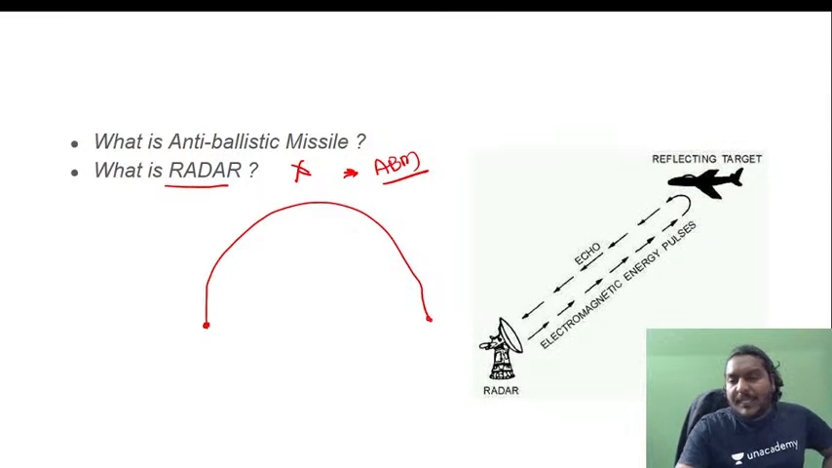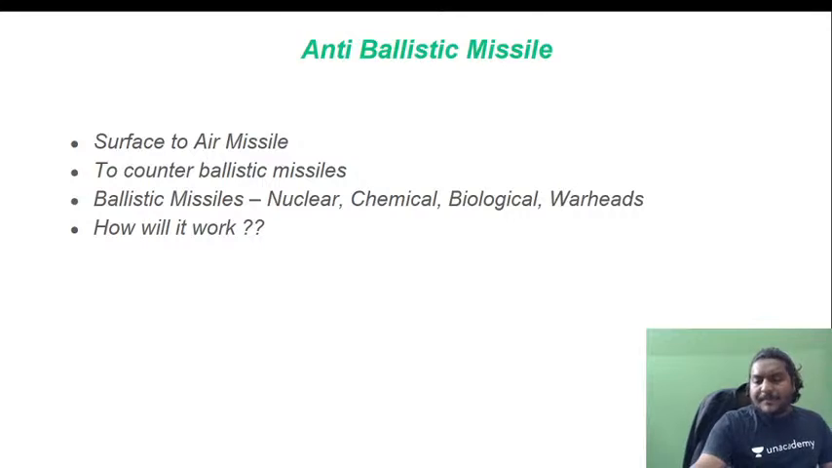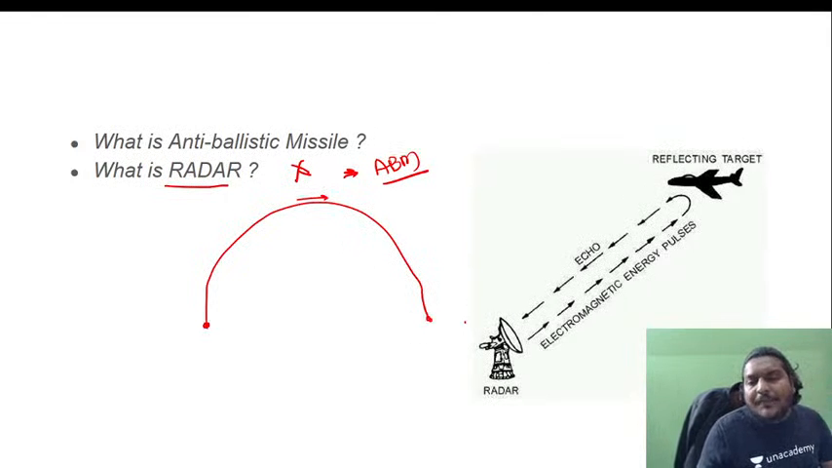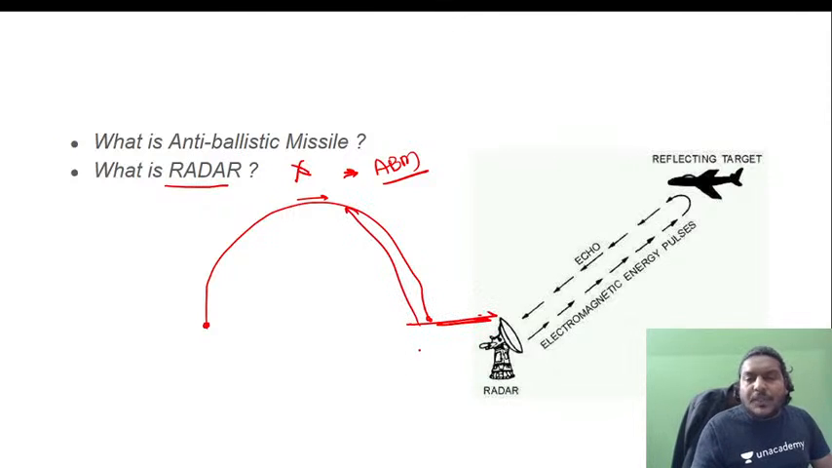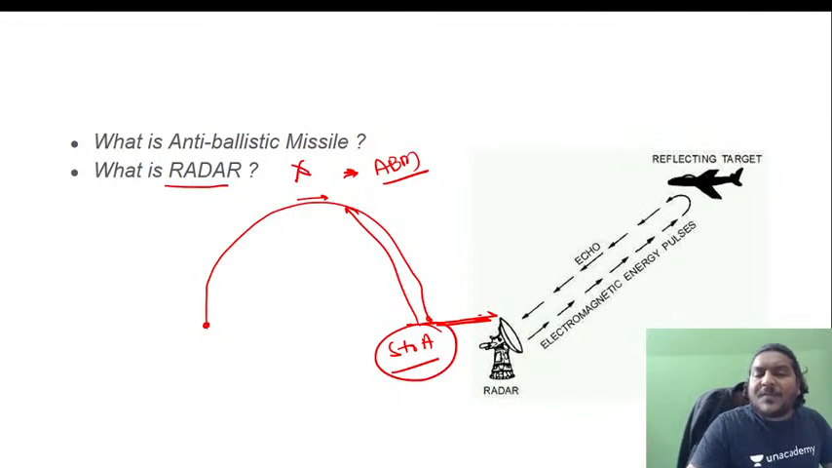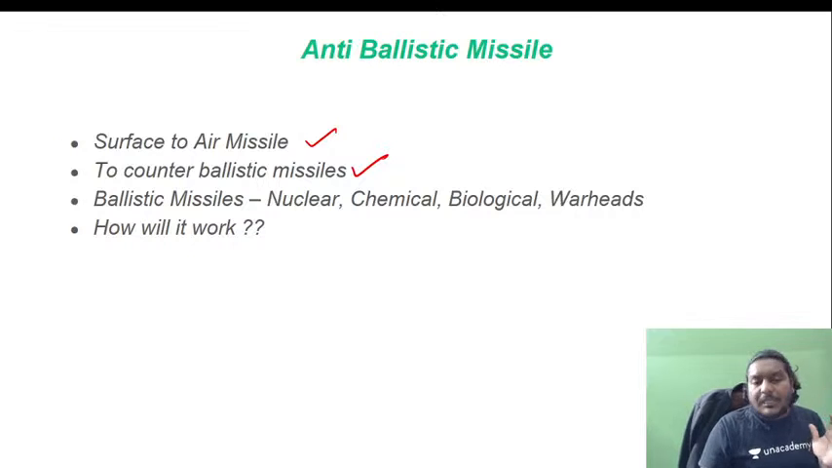It gives you very clear information that something is coming our way. So that's how you can understand it. Now, an anti-ballistic missile: the missile is coming from here, and if I want to hit it, I have to hit it from the ground, right? So an anti-ballistic missile is a surface to air missile. I don't think there is any doubt here. The purpose is very clear: we want to counter ballistic missiles, and ballistic missiles could be nuclear, biological or chemical too.